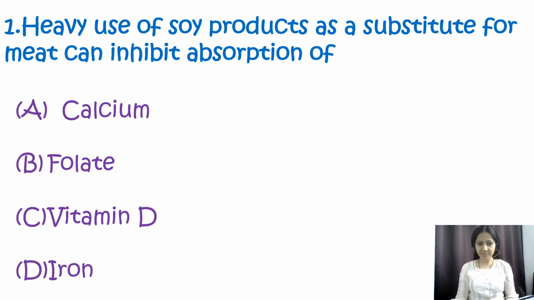Question number 1. Heavy use of soy products as a substitute for meat can inhibit absorption of. Options are calcium, folate, vitamin D or iron. So over here my correct option is D, that is iron.